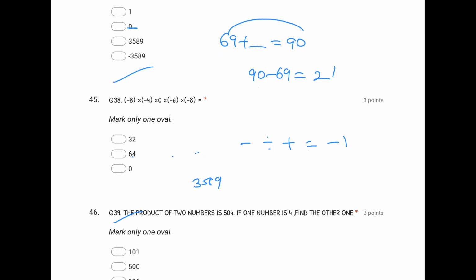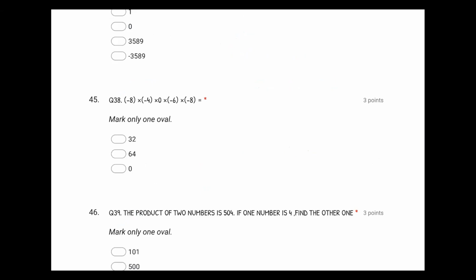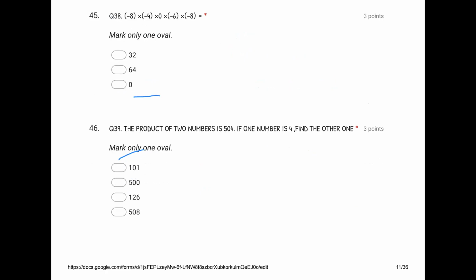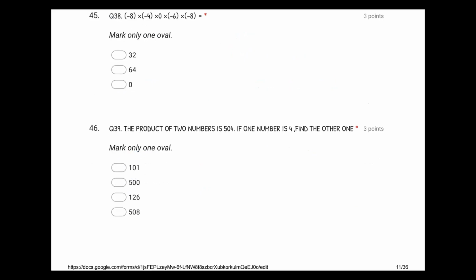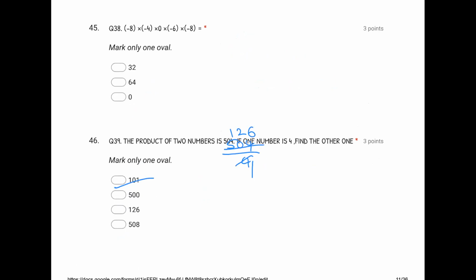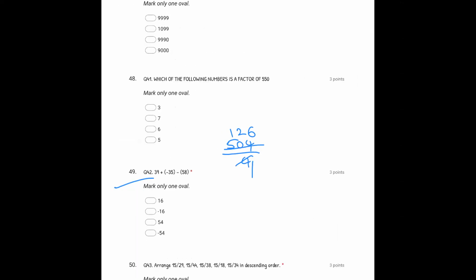Next question here. Anything into 0, you will get 0 only, whatever the number. Okay. Next 46. Here the product of two numbers is given. If you divide by one number, you will get the other number. 4 ones are 4, 4 twos are 8, 4 sixes are 24. 126 is the answer. Next is 47.